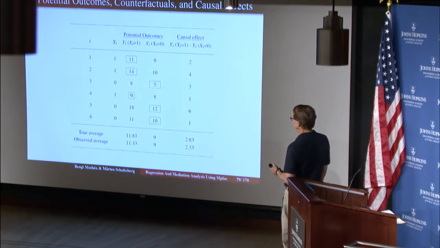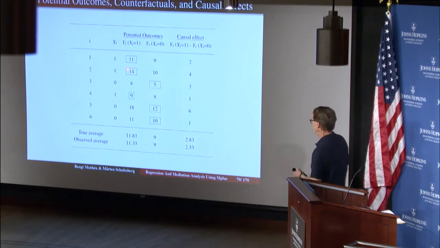All right. So the next person, similarly, had 14 and 10. And the third person, who was in the control group, so we have to have a box in this column because it's observed, and in the treatment column, unobserved, gets 5. And the next person was a treatment group person, so the value 9 becomes realized, whereas the value 8 remains potential and unobserved. And then for individuals 5 and 6, you end up in the x equals 0 column, you get observed there. So you get these 1, 2, 3, 4, 5, 6 observed values.